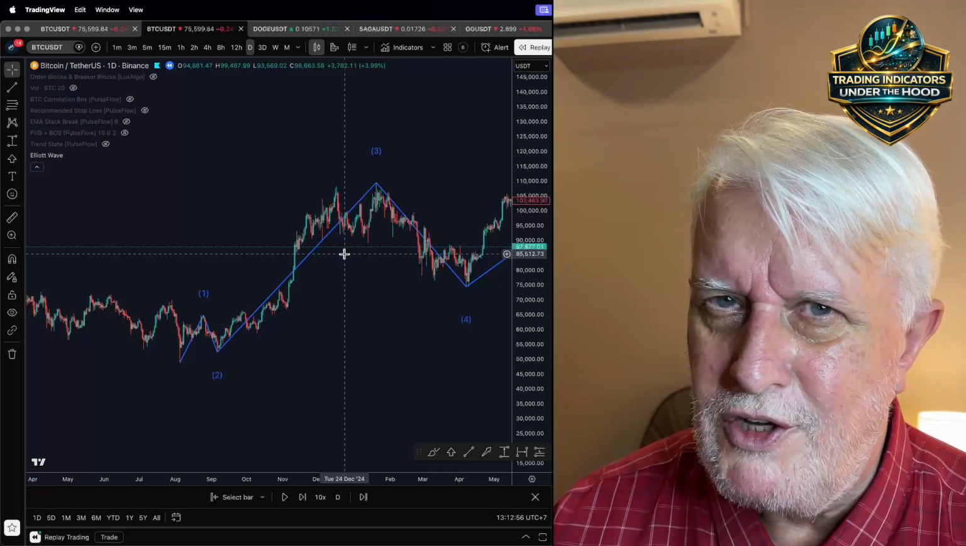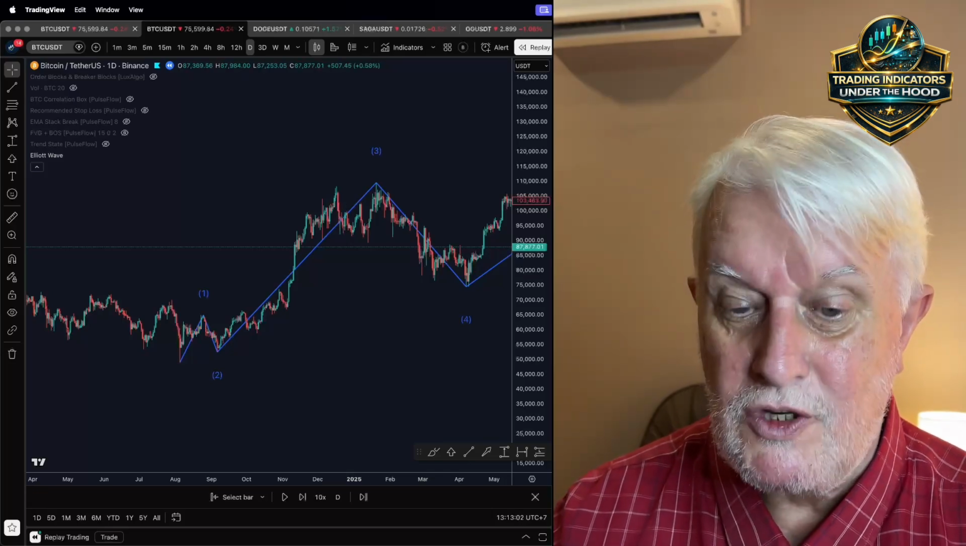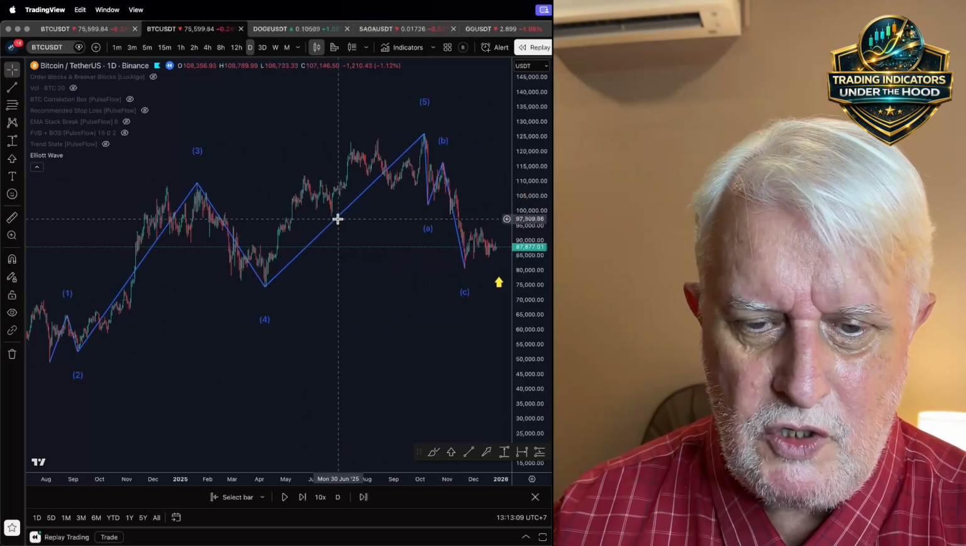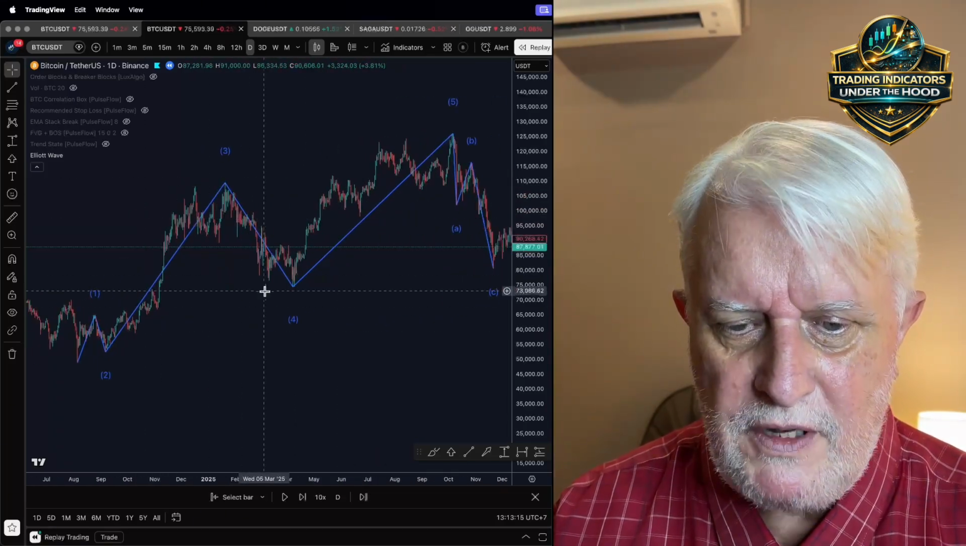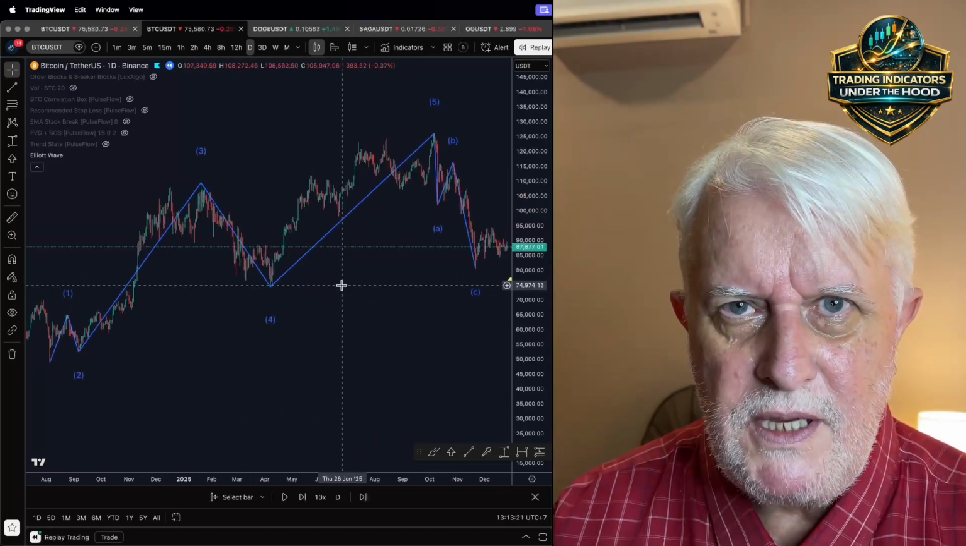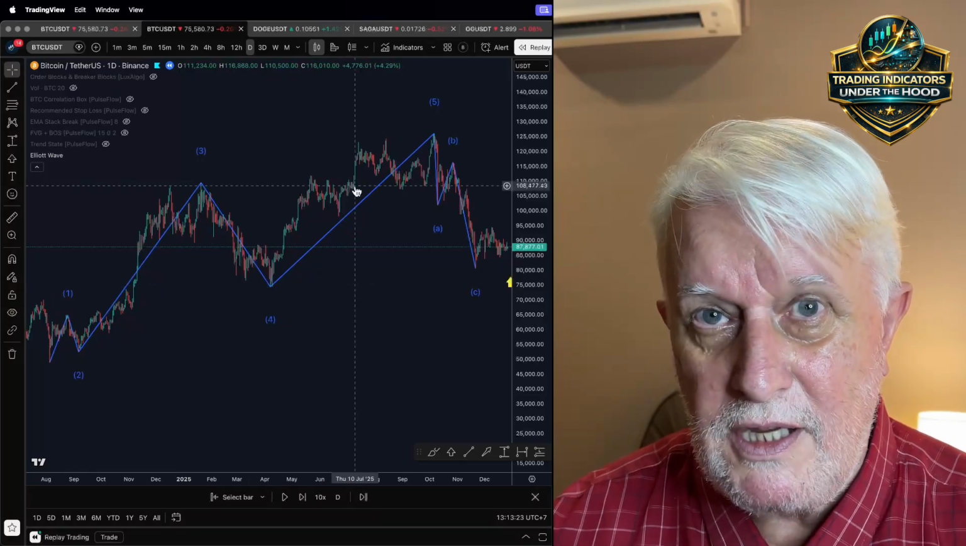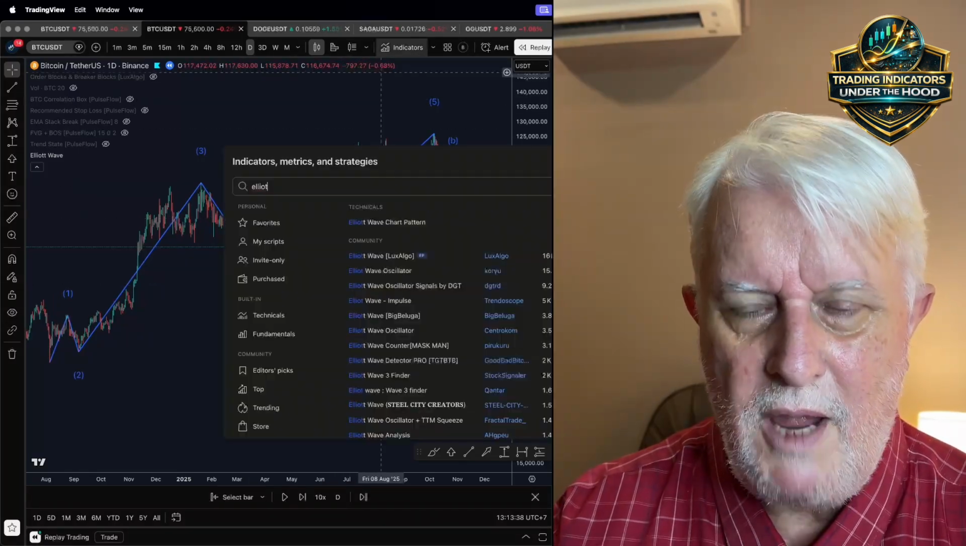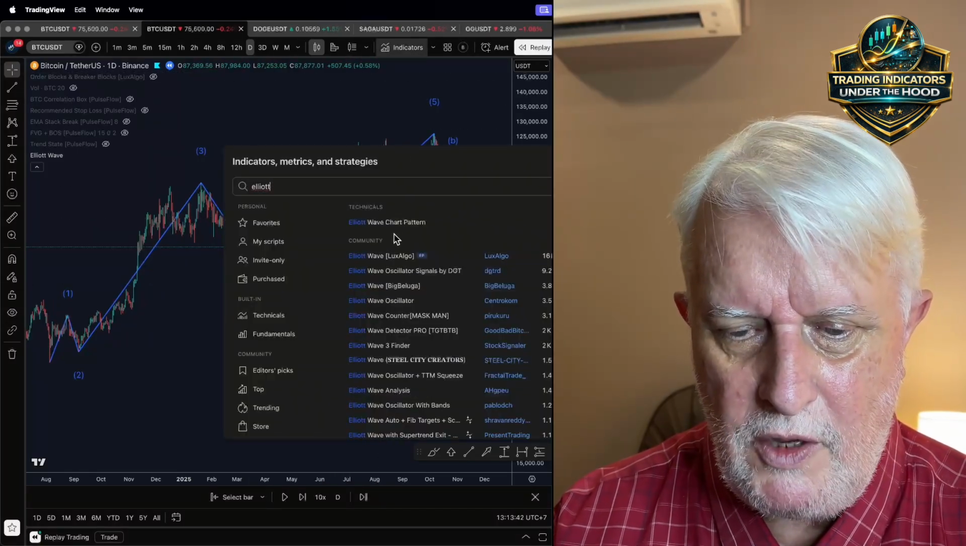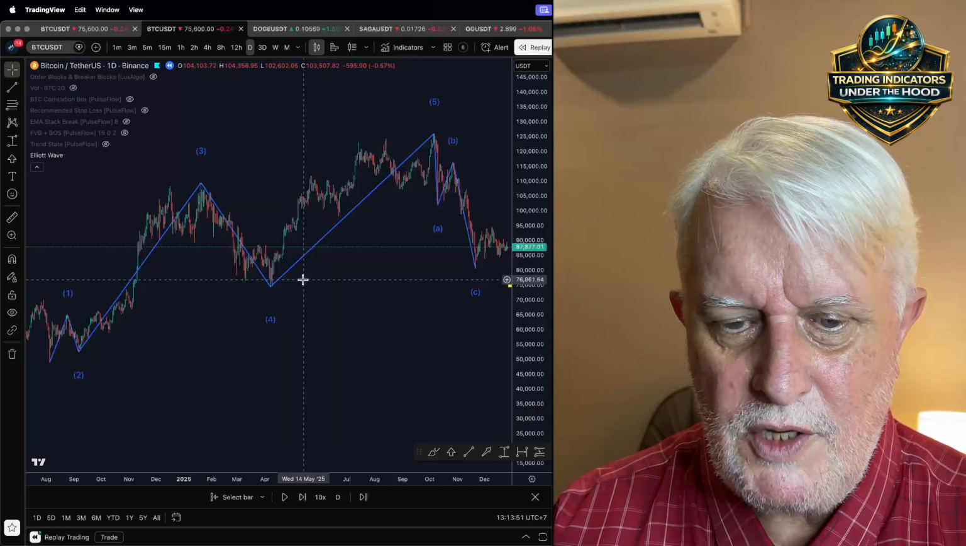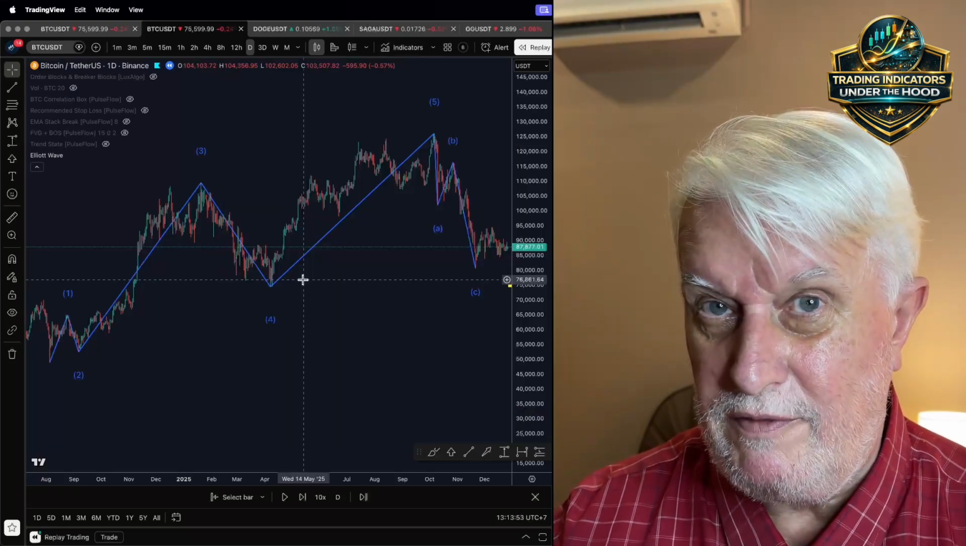So why doesn't it? Here is where it gets interesting. This Bitcoin chart we just walked through, every wave perfectly labelled, 1 through 5 and A, B, C. And I found that alert, it's built into TradingView. Just type Elliott and it's the first one, Elliott Wave chart pattern. So this looks like a textbook Elliott wave.